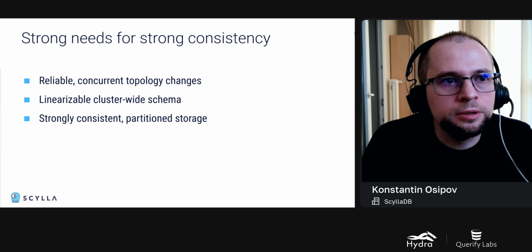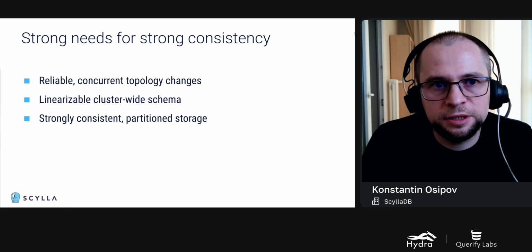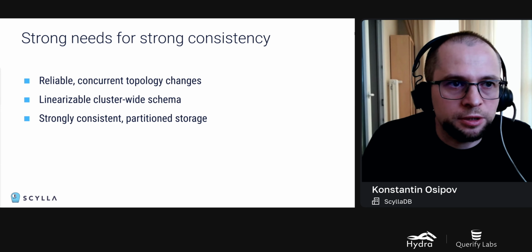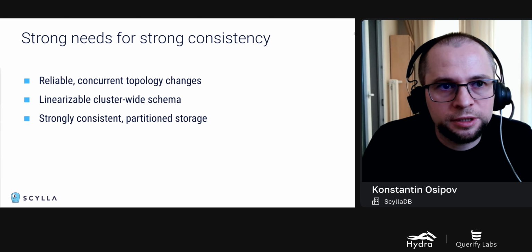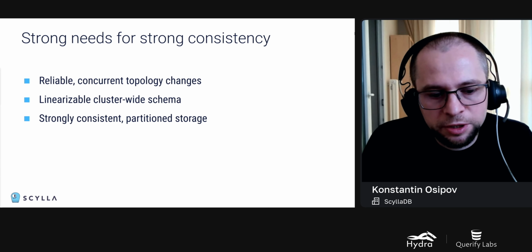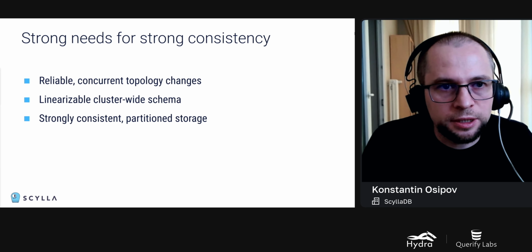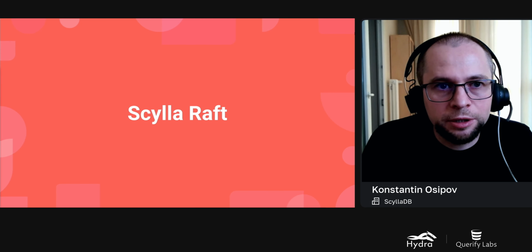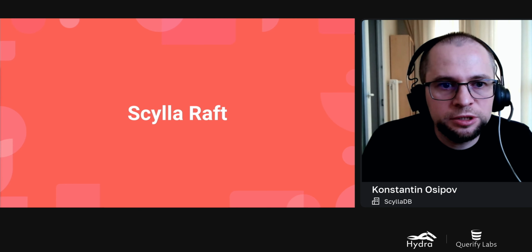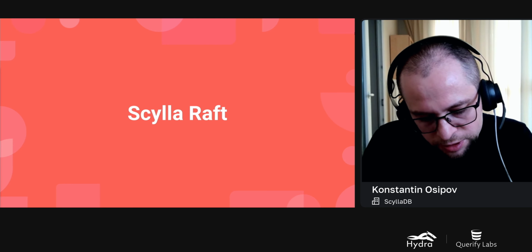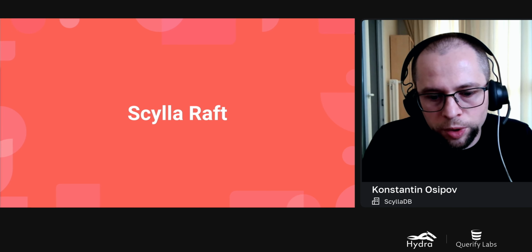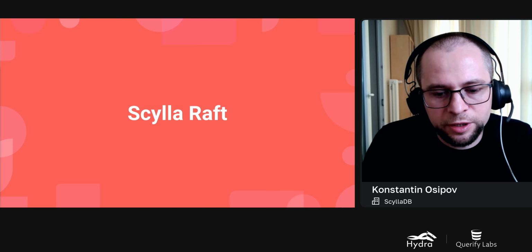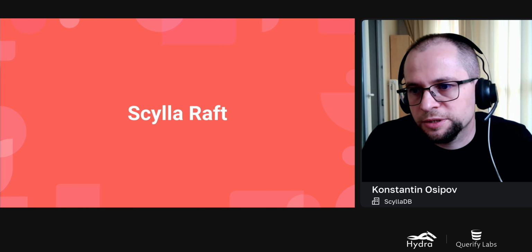So to sum up, there are strong needs for strong consistency in Scylla. We would like to use a strongly consistent algorithm for reliable and concurrent topology changes, to linearize cluster-wide schema changes, and eventually we would like to get strongly consistent data so that we can use it. So welcome Raft, an algorithm we decided to adopt to implement these features. And the rest of my talk, I'm going to structure around describing what Raft is, and then showing the limitations of Raft that we had to overcome and how we overcame them in Scylla.